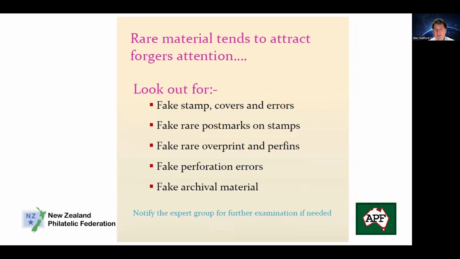Rare material tends to attract forgers' attention. So the exhibitor must be aware that there are fake stamps, covers, and errors out there. There are fake postmarks and stamps. There are fake overprints and perfins, very easy to do, fake perforation errors, and fake archival material. So we use an expert group to examine these. If it's fake and it is described by the exhibitor, then you would give it additional research mark for doing it. If it's a fake and it's not known by the exhibitor, then that's not going to help their case.